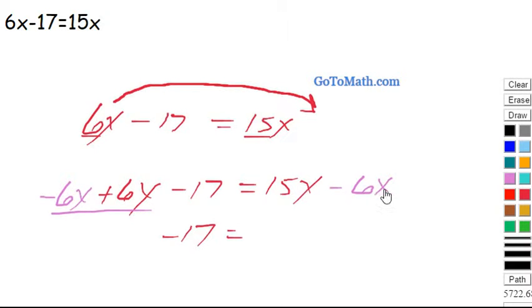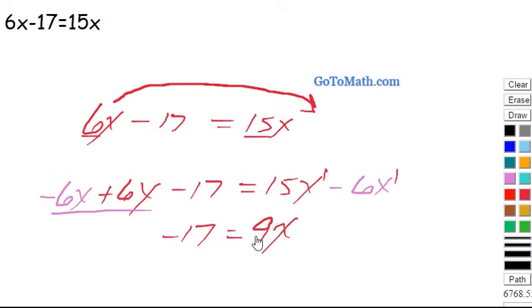Now these are both like terms. They both have the same variable, and both these variables are to the first power. So they're like terms. And what is 15 minus 6? Isn't that 9? 9x, I hope. All right, so 9x.